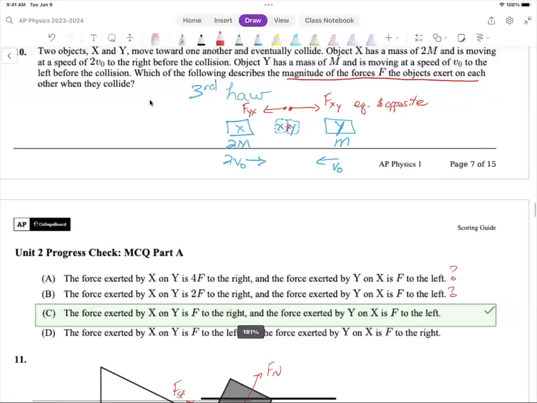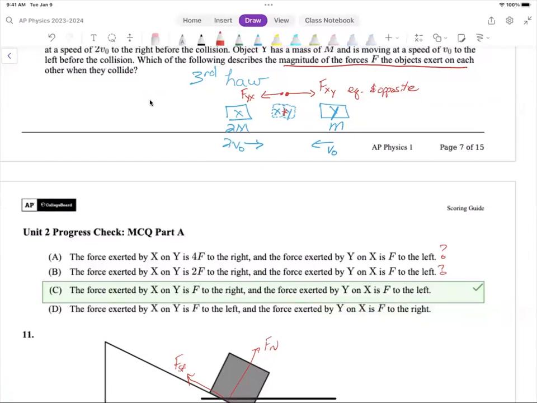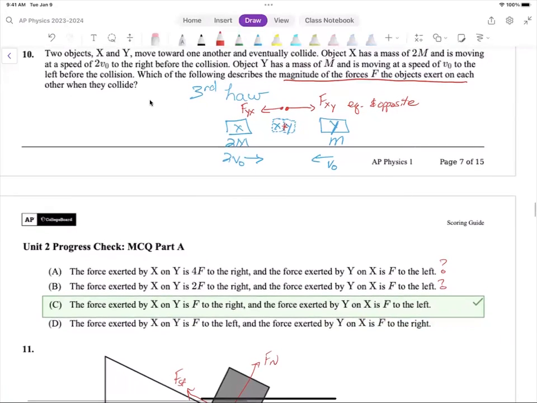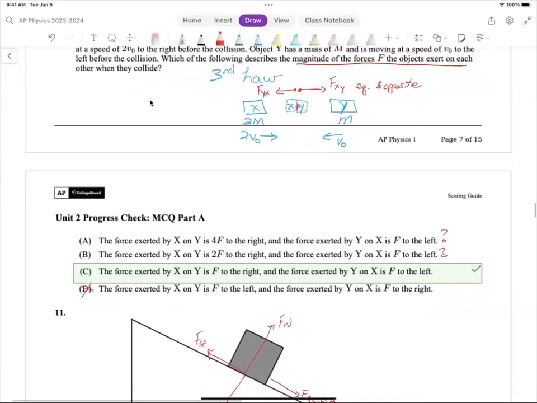So here are all of our options. They're going to try to trick you up by using those differences in mass. The force exerted on Y by X is to the right, and by the way, they did tell you which direction. So X does put a force on Y to the right. All of these, except for C, have X on Y to the left, so that is not acceptable based on the problem. At any rate, it's a third law pair question, and it is C, and I hope you see it. If not, please come talk to me.